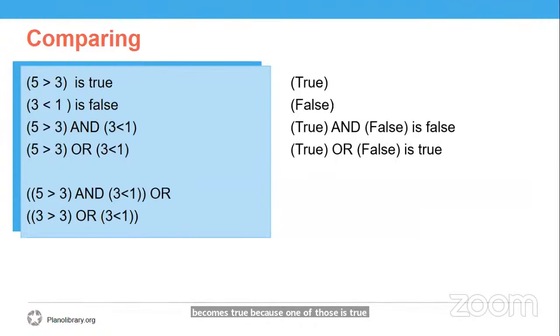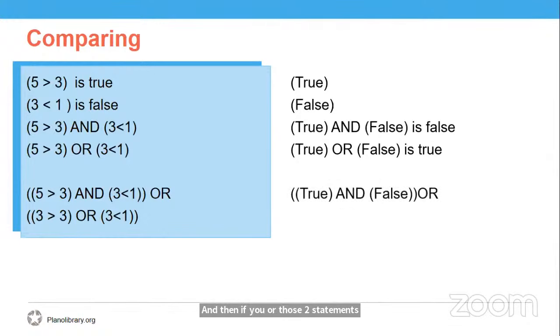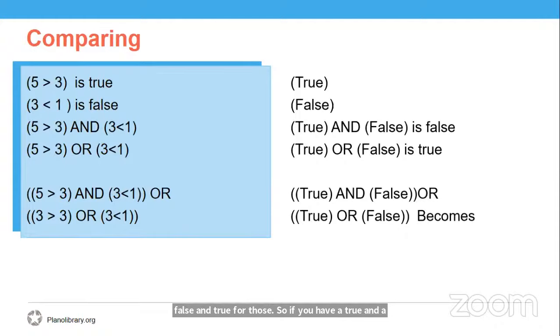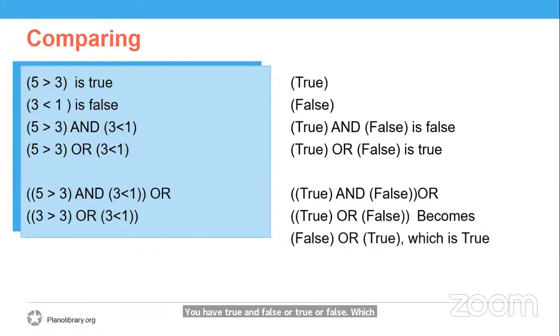And then if you or those two statements together, we determined in the third and fourth line that it was false and true for those. So if you have a true and a false, you have true and false or true or false, which simplifies to false or true, which becomes true. Which I'm sure wasn't confusing at all. If you have any questions, please let me know.